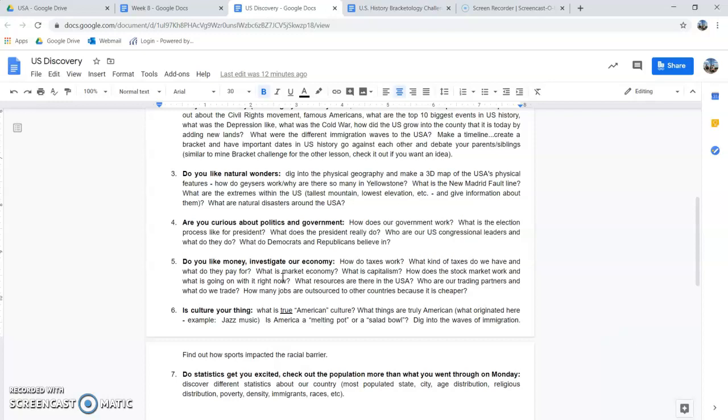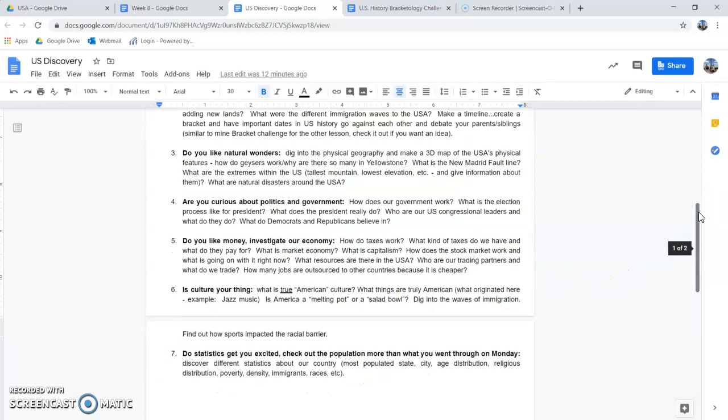Looking at the idea of capitalism and just even our economy and why it is the way that it is. Who do we trade with? What do we trade? Is that good to trade? Is it not good to trade? How does the trade impact us in positive and negative ways? Maybe you want to look into something with culture and finding out what is a true American culture. It's hard to understand when we live within it, and so maybe that's what you want to do, is find out what is American culture.